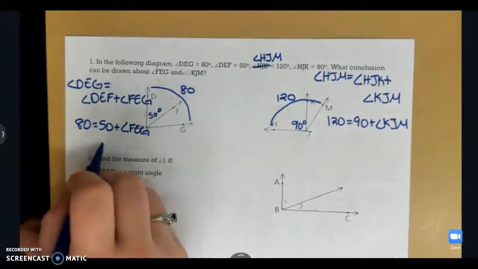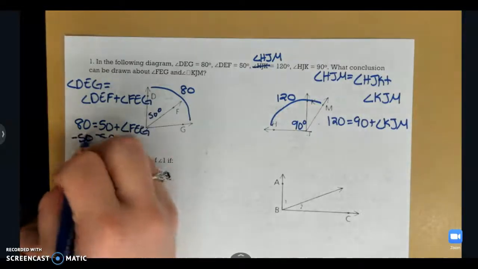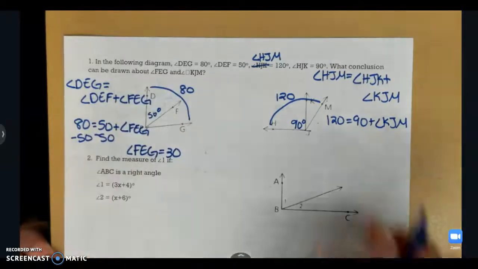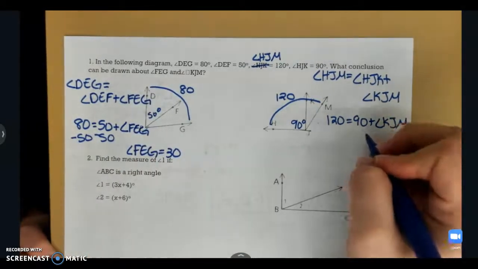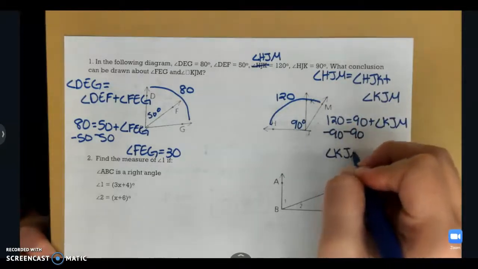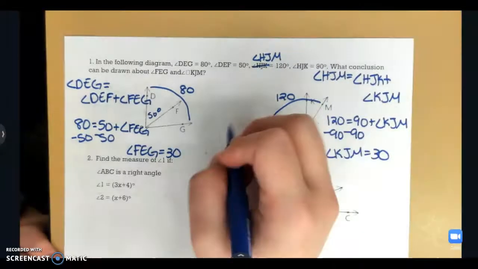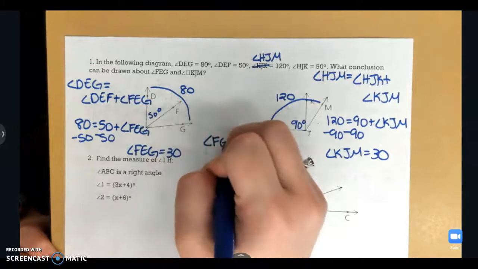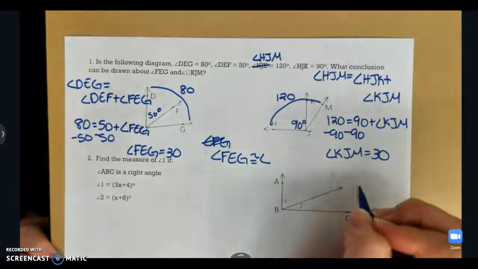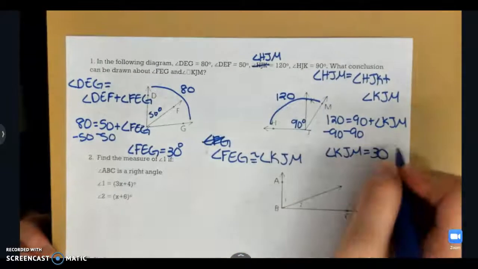So I can solve this equation for the measure of FEG by subtracting 50 on both sides. And I find that the measure of angle FEG is 30. And same thing over here, if I want to solve for the measure of KJM, I can subtract 90 on both sides. And I get that KJM is also 30 degrees. So the conclusion I can draw is that angle FEG is congruent to angle KJM because they have the same measure. They both are 30 degrees.